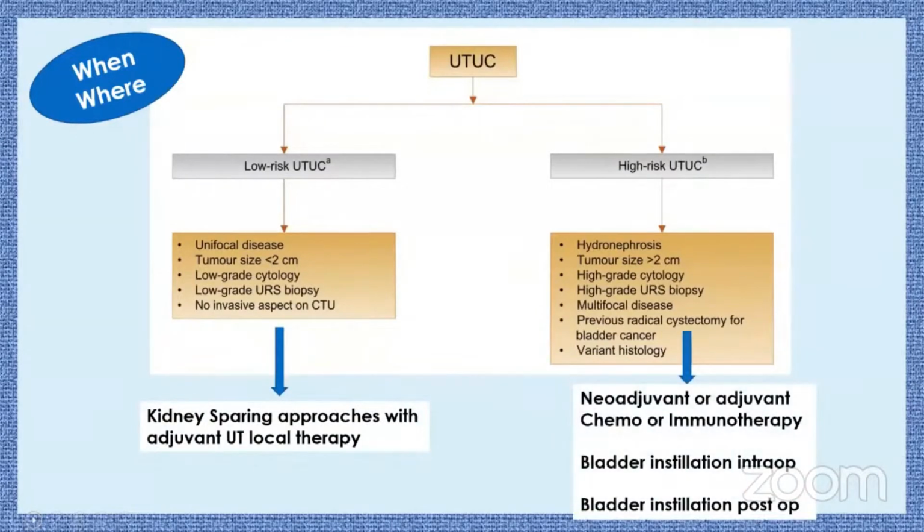So in the low-risk category, we can move ahead with a kidney-sparing approach with some sort of local adjuvant therapy to prevent recurrence. But in high-risk populations, we need to address neoadjuvant or adjuvant therapy, which will help us increase the overall survival of the patient. Next.